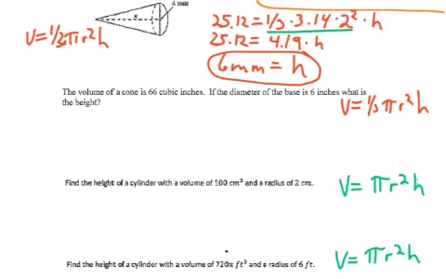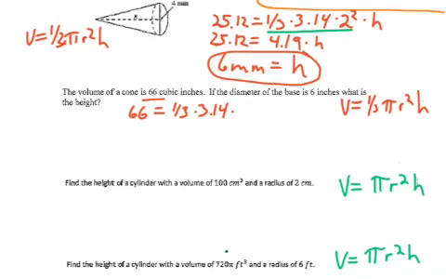The volume of a cone is 66 cubic inches. If the diameter of the base is 6 inches, what is the height? So again, we're talking about a cone. My formula for volume of a cone is 1/3 pi r squared h. So let's fill in these numbers here. My volume is 66 cubic inches. So 66 equals 1/3 times pi, which is 3.14, times my radius.